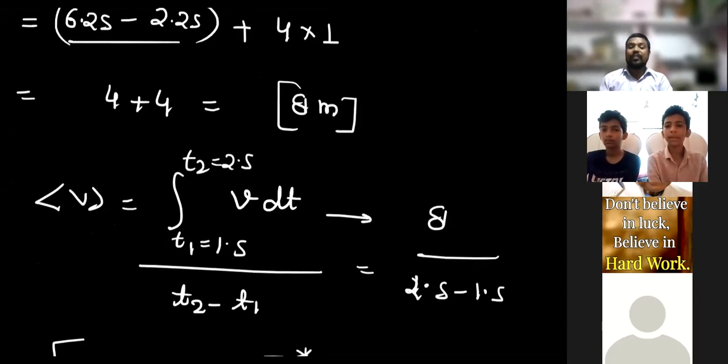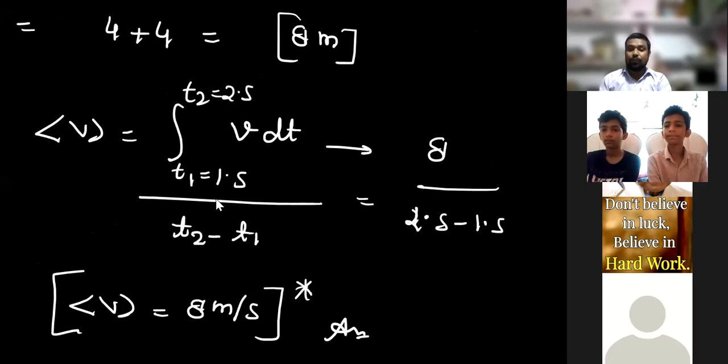Okay, now the average speed is the integration from t1 to t2 of v dt divided by t2 minus t1. Put the values and get the answer. Clear, my dear friends? Yes, sir.